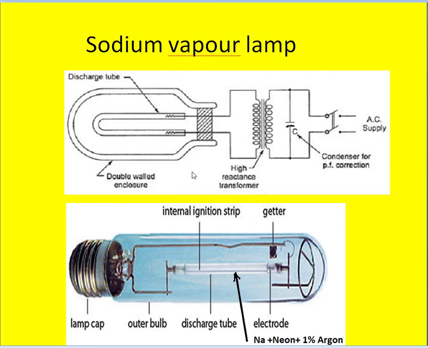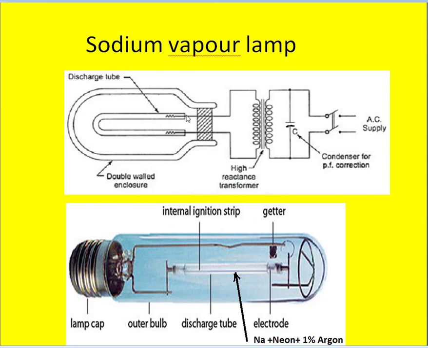Construction wise, if we look at this, we find two bulbs. One is the outer bulb. This is a double walled enclosure which works as an insulator for the heat that is developed inside. There is another tube here which is in the form of a U tube, and this U tube is a special glass, that is Borosil glass.